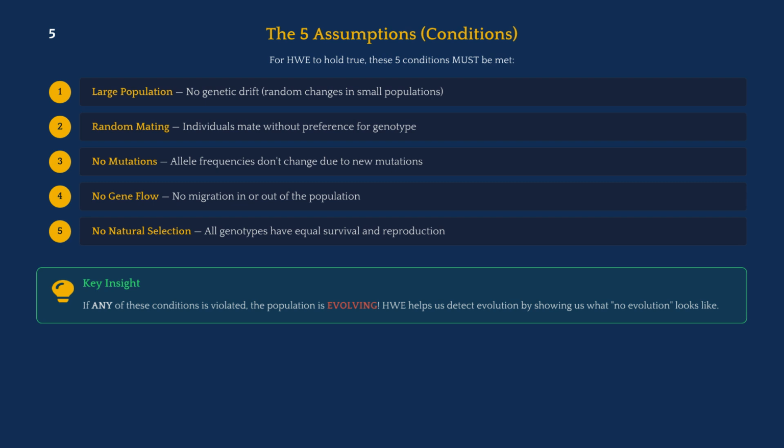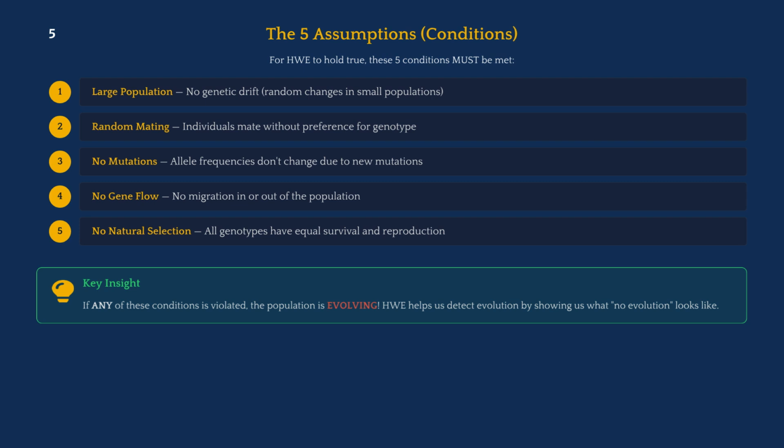Would allele frequencies stay random? No! Therefore, individuals must mate randomly, without choosing partners based on genotype. Condition 3, no mutations. Mutations create new alleles. Imagine suddenly an allele capital A changes into small a. Now the frequencies change immediately. So, for Hardy-Weinberg, we assume no mutations occur.